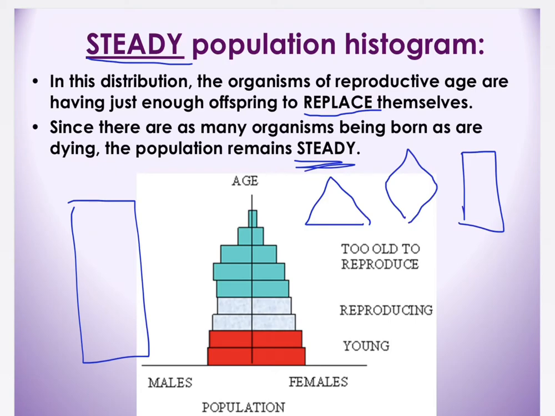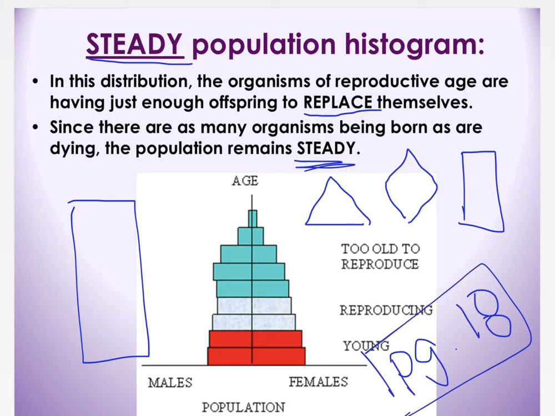Now I want us to actually pause the video, please. Grab out your workbook to page 18. I'm going to show you actually how to create this population histogram. So I'll do this page with you. So page 18 of your workbook.